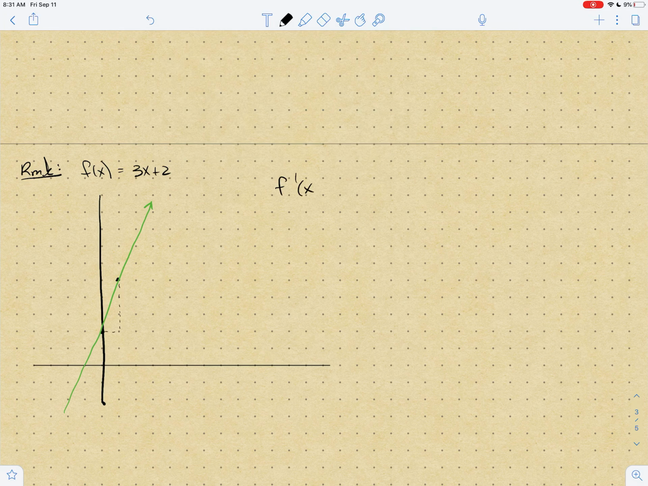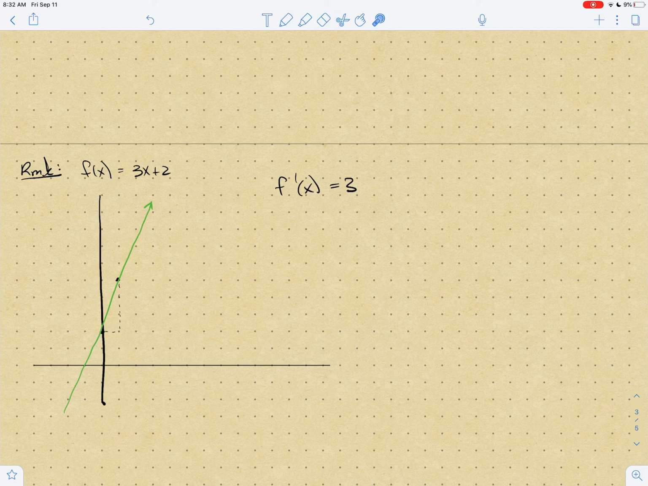When I compute f prime of x, formula-wise, it's easy. I just get a 3. Hopefully you agree it's easy. If not, get some help. Make sure that everything clicks. So I'm just using the power rule. Derivative of 2 is 0. Pull the constant out, the derivative of x is 1, and so I'm left with 3 times 1, which is 3. Okay, what does that mean?